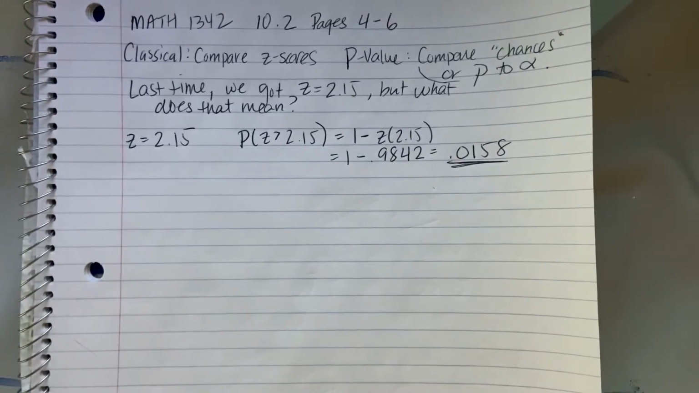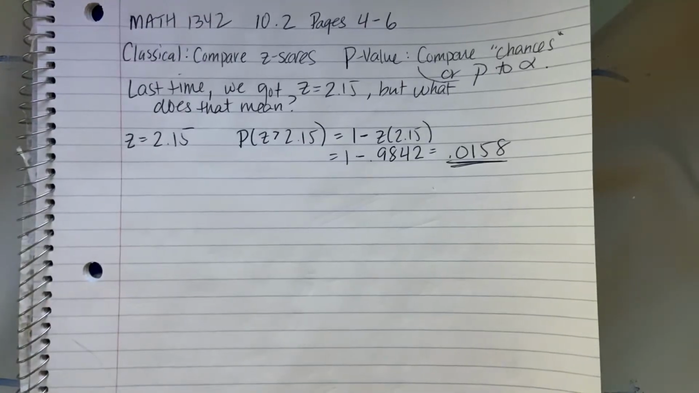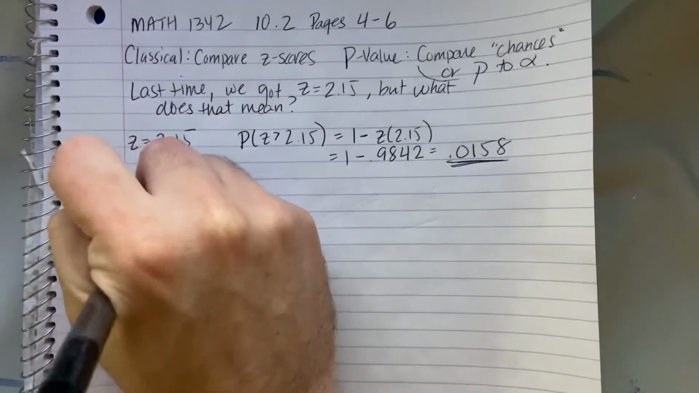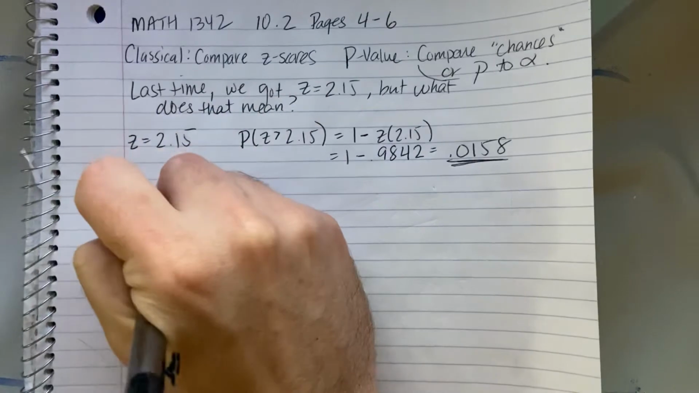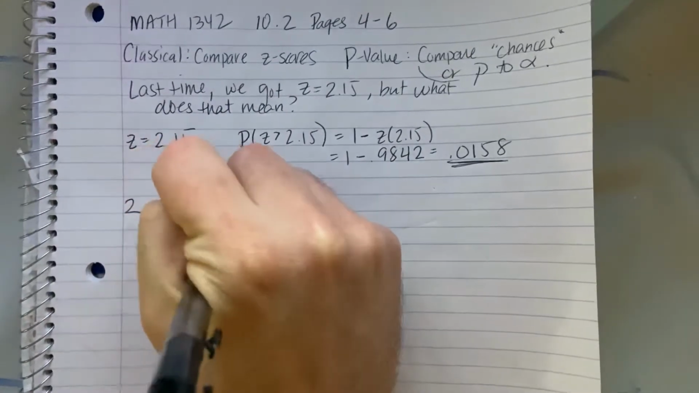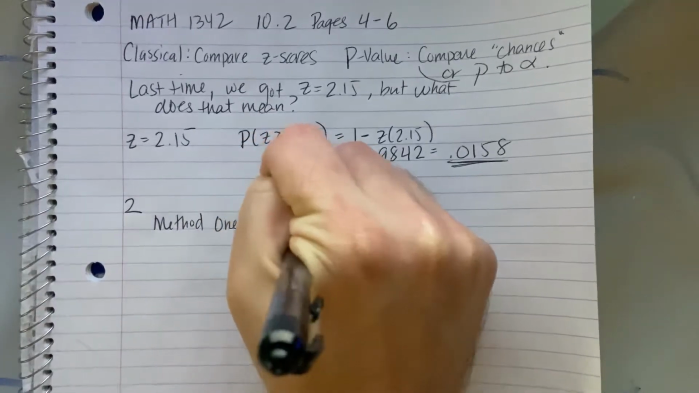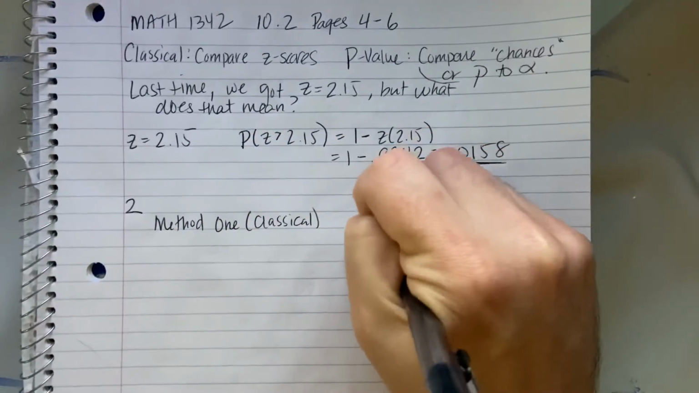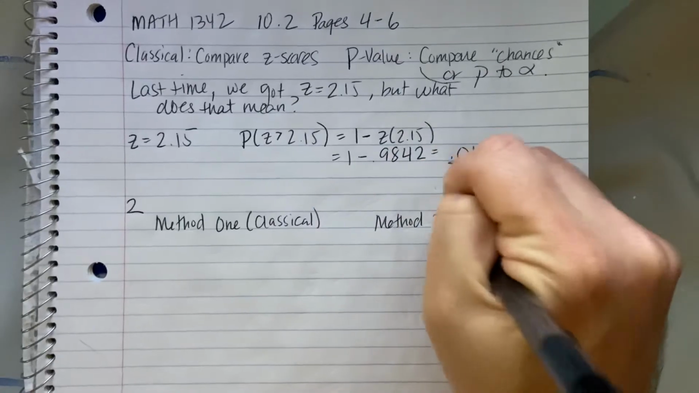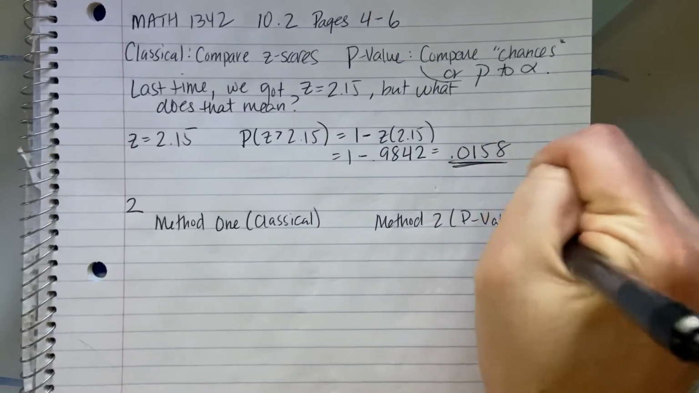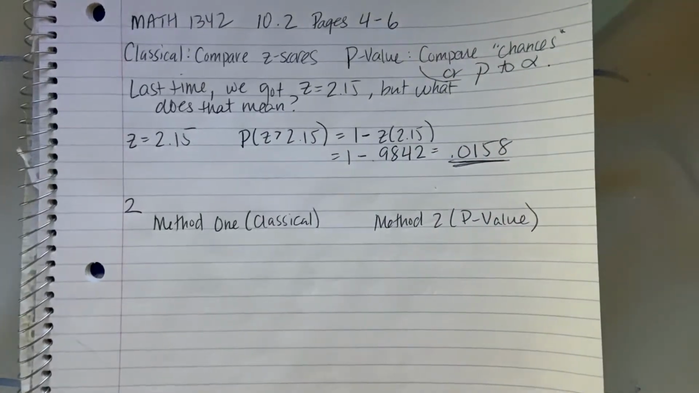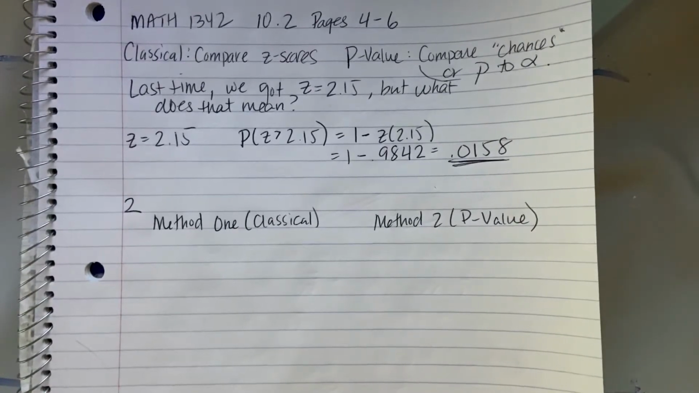So I'm going to skip number 1 on page 5. I think you guys can handle determining the critical value. What I'm going to do here is number 2. We're going to call it method 1, which is the classical approach, and method 2, p-value. The only thing that changes between these two methods is what you're comparing. That's probably step 4.